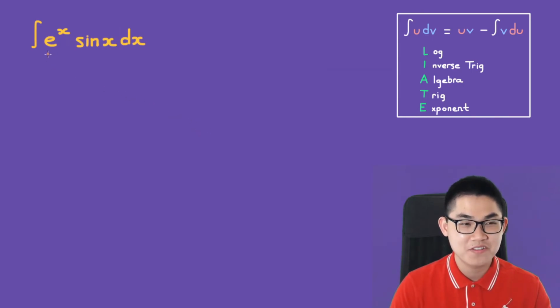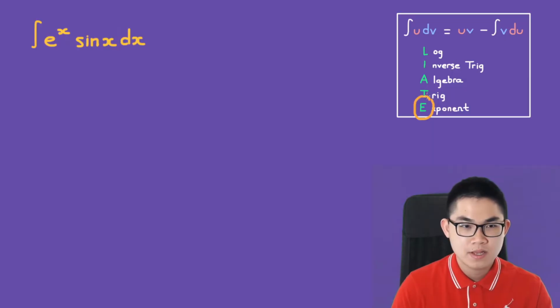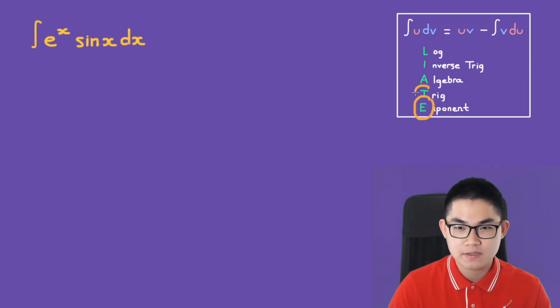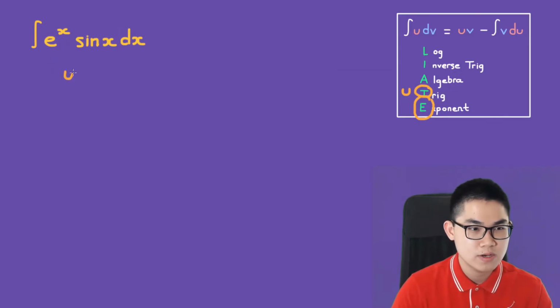The integral of e to the power of x sine of x dx. So here we see e to the power of x, so we see an exponential. And then we also have sine of x, and sine of x is trigonometry. The circle at the very top, this one, is always a u. So we know that u is equal to sine of x.